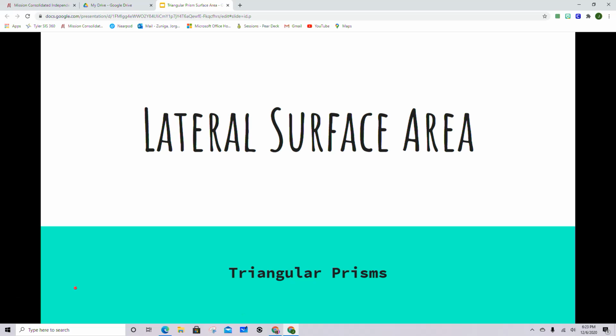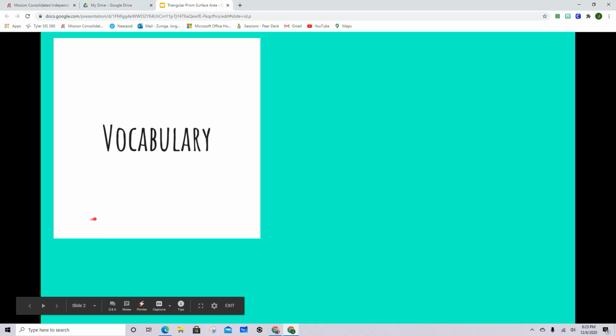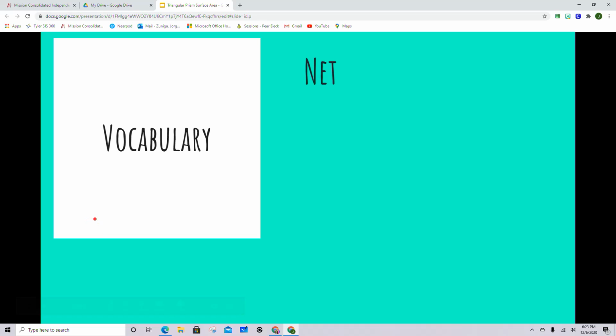Lateral surface area of a triangular prism. First thing, let's go ahead and check out the vocabulary. We're going to start off with what we call a net, and here we have a flat rectangle. Now I'm going to draw two lines, and when I do that, I'm going to end up with three rectangles. We're going to call these the lateral faces.